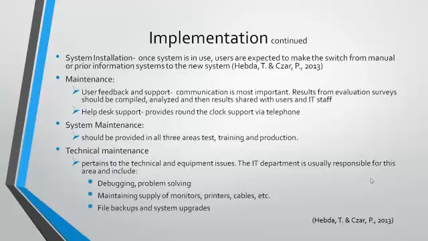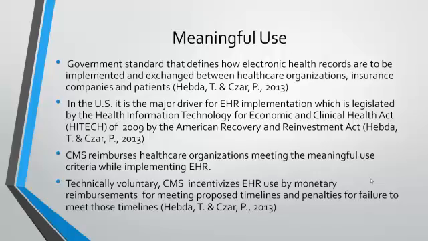System maintenance should be provided in all three areas: test, training, and production. Technical maintenance pertains to the technical and equipment issues, and the IT department is usually included in the debugging and problem-solving, file backup, system upgrades, and maintaining monitors and supplies and printer cables, etc.